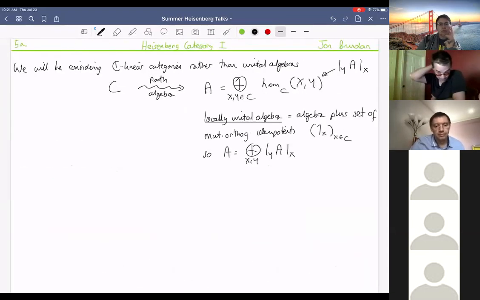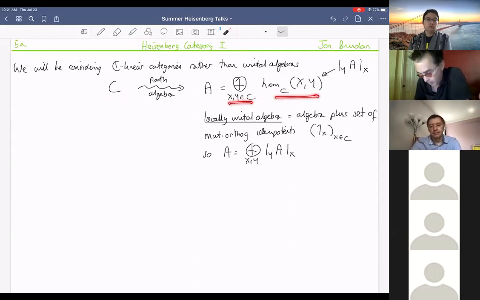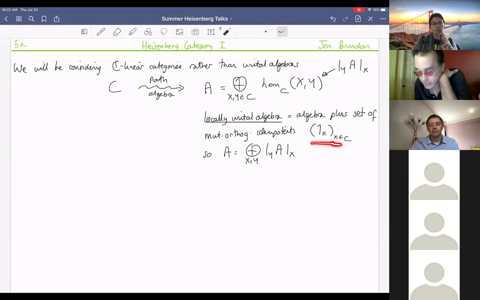Okay, so we're going to be considering C-linear categories rather than unital algebras, but it's just the same story. If capital C is a C-linear category, what I often like to do is think about the path algebra of that category, and that gives you an algebra A. That's just the direct sum over all objects x and y in the category of the morphism space from x to y, and you can define a multiplication on that coming from composition in the category. That's not a unital algebra, but it's what I call a locally unital algebra. Some people call it an idempotented algebra. So it's an algebra with a collection of mutually orthogonal idempotents, 1x. Those are just the identity endomorphisms of the objects of C.